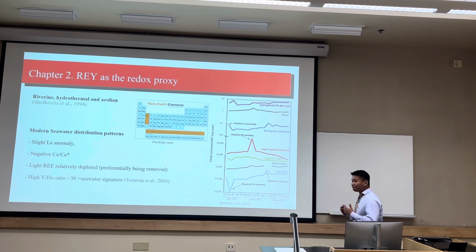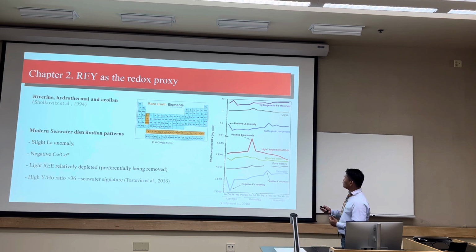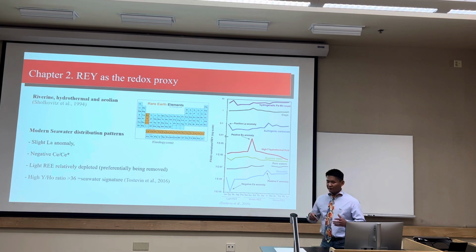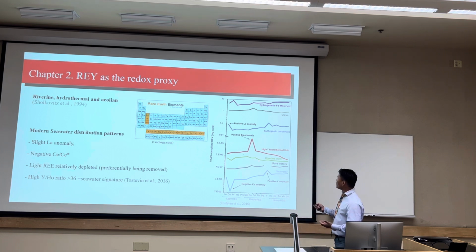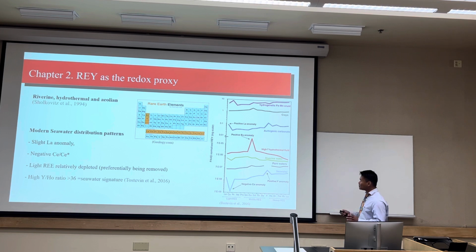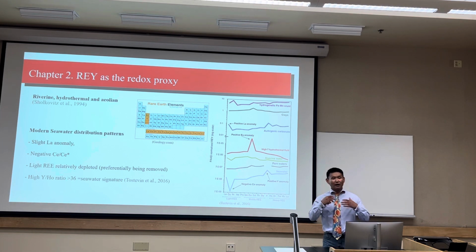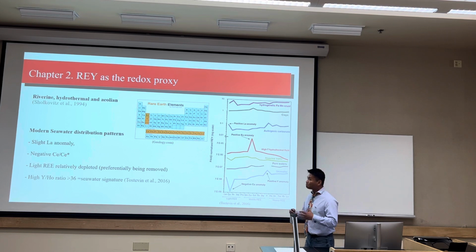Many studies have looked at the overall distribution pattern of the REE, and this is a summary. At different deposition environments, you will see different distribution patterns. For example, look at the red color one. If you look at the deposition environment where there's hydrothermal input, you should see a positive europium anomaly. But here we're going to focus on the light blue region, which is this one. This is the modern seawater signature. It has some characteristics.